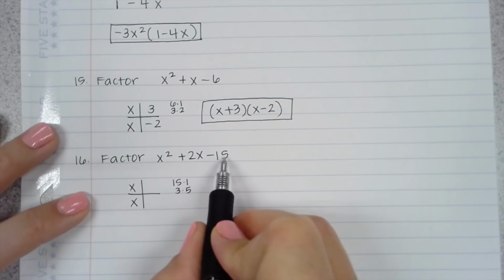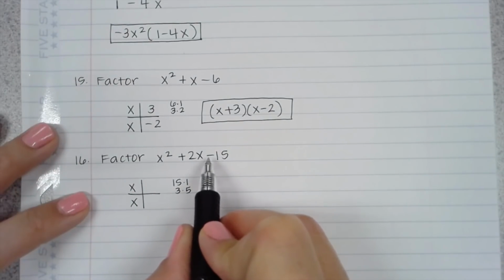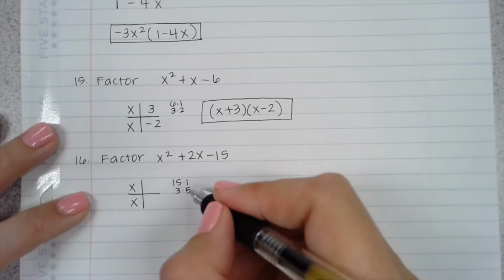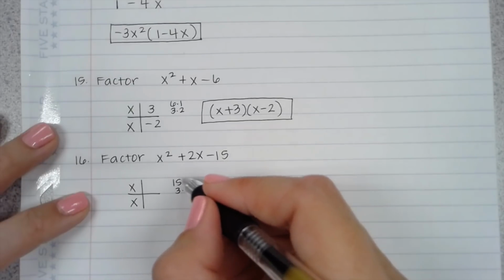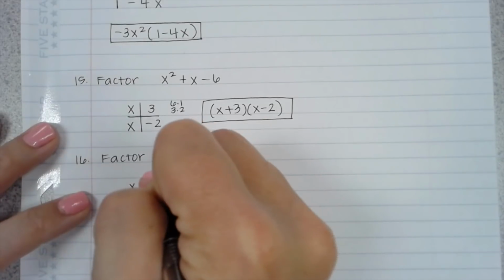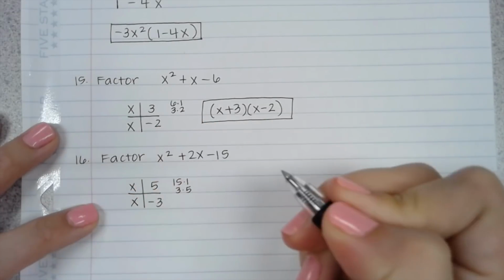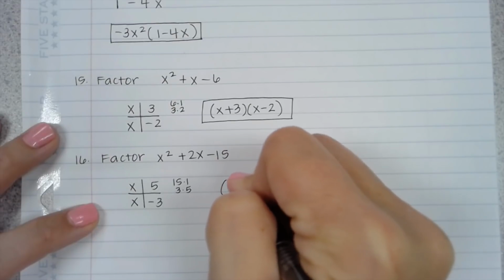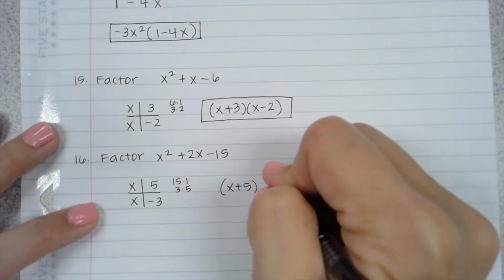I want the numbers to times to give me 15, but I want them to subtract to give me positive 2. And so I'm going to use the 5 and the 3 to get 2, because the 15 and the 1 couldn't give me 2. Because the 2 is positive, I want the 5 to be positive, and I want the 3 to be negative. So in factored form, this one would be x plus 5 times x minus 3.